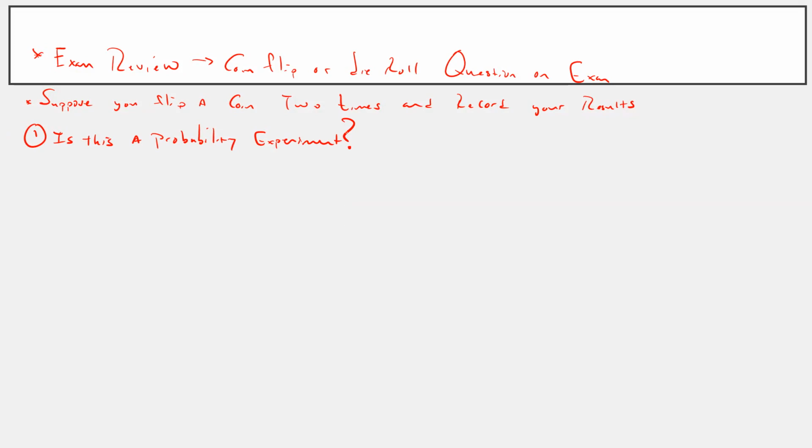Does anybody remember the two things you need to meet to be a probability experiment? I know it was a while ago. Results are uncertain. Unknown results. Yep. So if I flip the coin two times, I don't know what I'm going to get. And does anybody remember the other one? It starts with an R. It should be repeatable. Yeah. So this is totally a probability experiment because it has uncertain results and is repeatable.